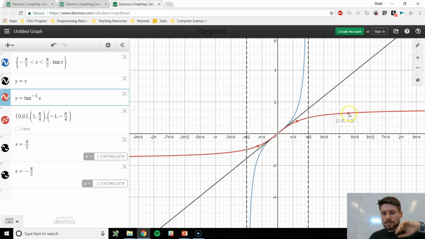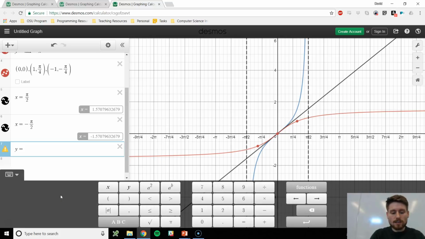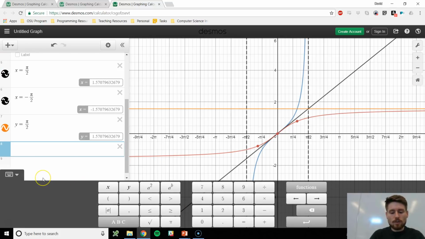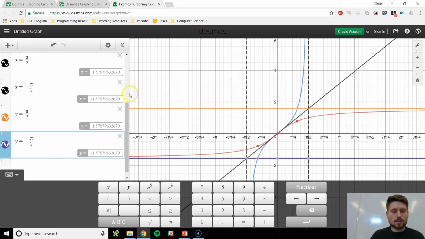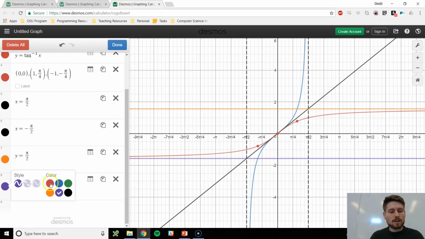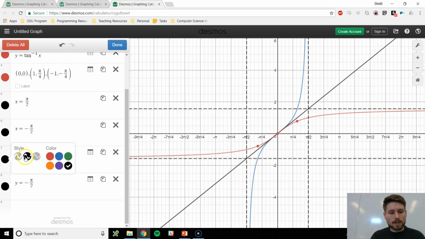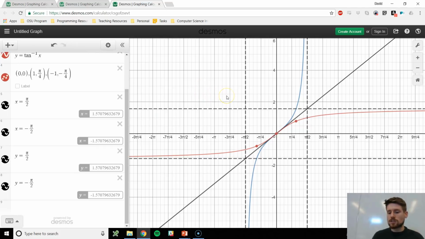So you can see that this line is going to keep getting closer and closer to the value of pi over 2, but never actually reach the value of pi over 2. So this is going to have this horizontal asymptote. This is a weird function. It's got two different horizontal asymptotes. We have a horizontal asymptote at pi over 2, and we have another horizontal asymptote at negative pi over 2. This is probably the first time we've seen a function with two different horizontal asymptotes. But it's possible, and inverse tangent is just such a function.